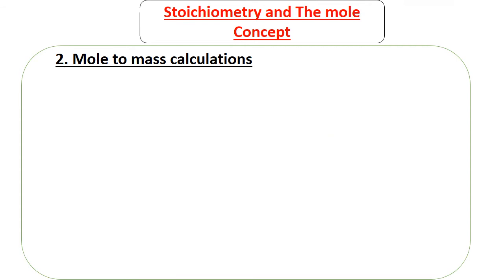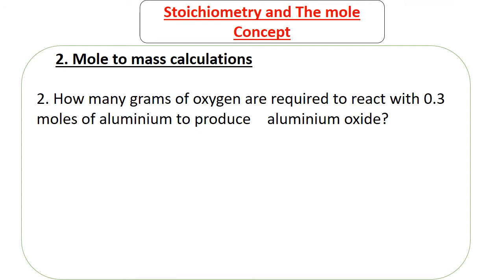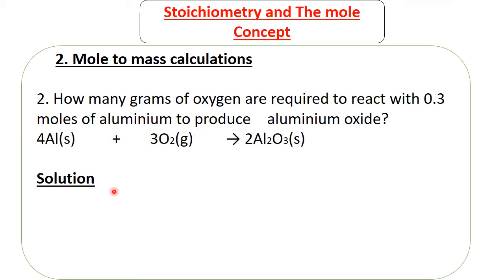The next example is how many grams of oxygen are required to react with 0.3 moles of aluminium to produce aluminium oxide according to this equation. So aluminium reacts with oxygen to produce aluminium oxide. They are saying how many grams of oxygen are required to react with 0.3 moles of aluminium. So go straight to the mole ratios.